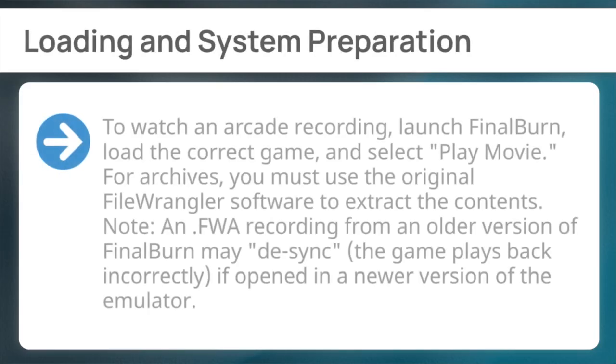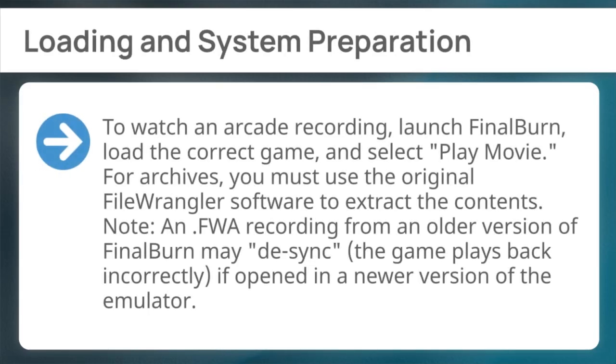Next, loading and system preparation. To watch an arcade recording, launch FinalBurn, load the correct game, and select Play Movie. For archives, you must use the original FileWrangler software to extract the contents. Note: an FWA recording from an older version of FinalBurn may desync, meaning the gameplay plays back incorrectly, if opened in a newer version of the emulator.